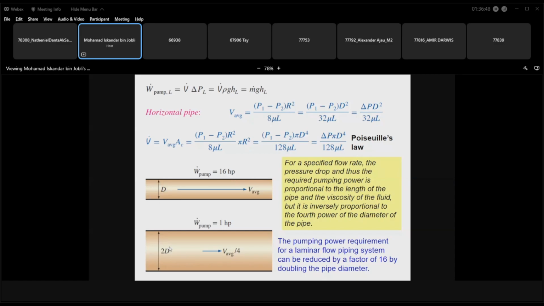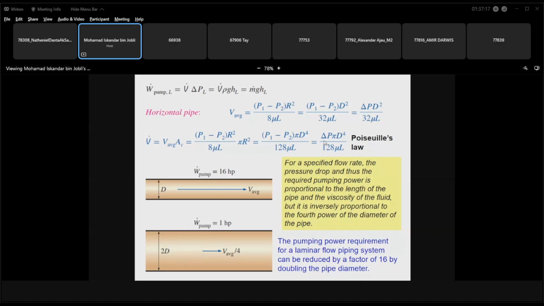However, the moment you increase the D from 10 to 20, it will be able to reduce the pump requirement by almost 16 times. Can you believe that, fellas? By just doubling the diameter, you reduce the pump requirement by almost 16 times. How can we foresee this?